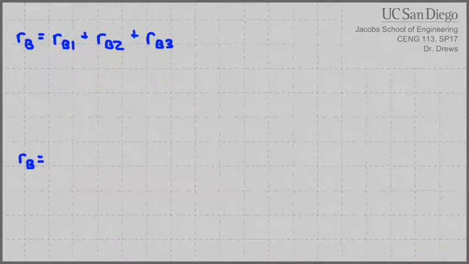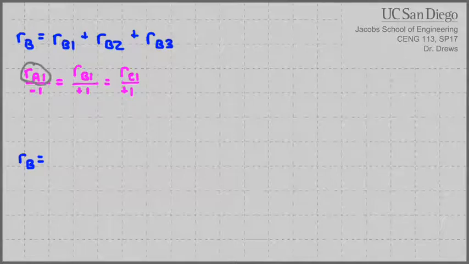The stoichiometry for reaction 1 says the rate of A in 1 over minus 1 is equal to the rate of B in 1 over plus 1, which is equal to the rate of C in reaction 1 over plus 1. I wrote everything in reaction 1 in terms of A. So if I want R_B1, R_B1 is going to be equal to minus R_A1. B does not show up in reaction 2. Reaction 2 was green.